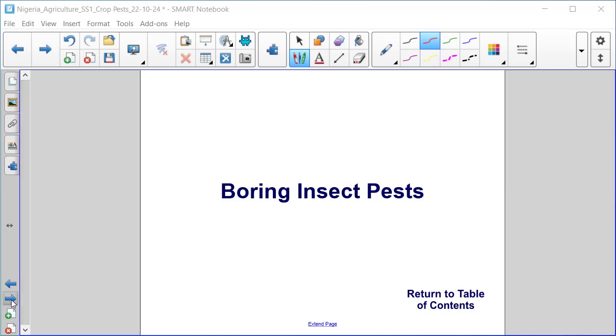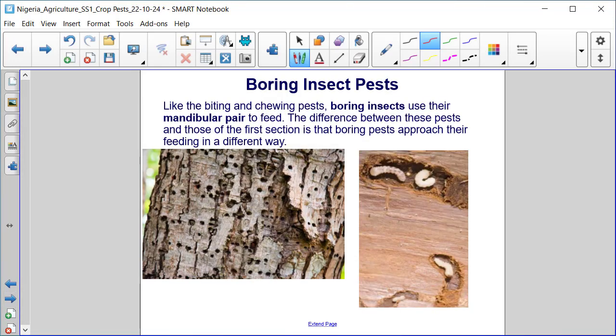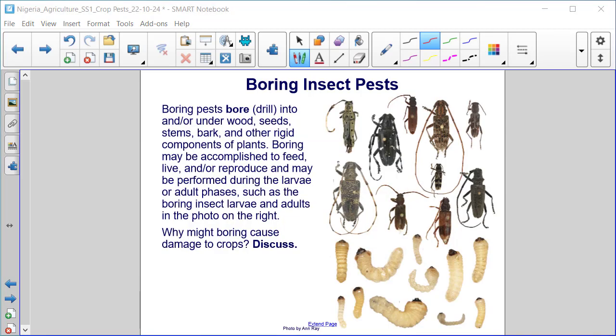Boring insect pests. Like the biting and chewing pests, boring insects use their mandibular pair to feed. The difference between these pests and those of the first section is that boring pests approach their feeding in a different way. Boring pests bore or drill into and or under wood, seeds, stems, bark, and other rigid components of plants. Boring may be accomplished to feed, live, and or reproduce, and may be performed during the larvae or adult phases, such as the boring insect larvae and adults in the photo on the right.